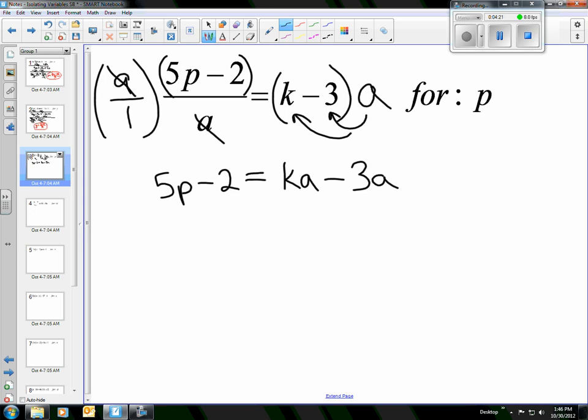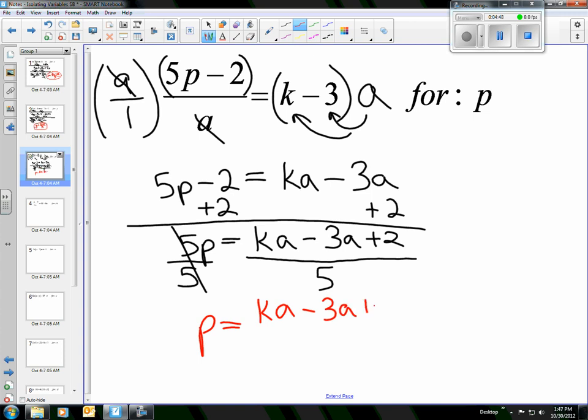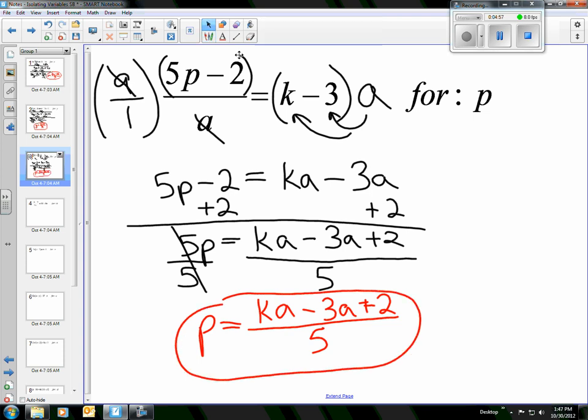And then continuing to solve for p, we add 2 to both sides. And we'll be left with 5p equals ka minus 3a plus 2. And then divide by 5 on the left and right side. So this whole thing, again, gets divided by 5, which means we make the big fraction bar. And then we can say that p is equal to (ka minus 3a plus 2) all over 5. And that is the example for number 3.